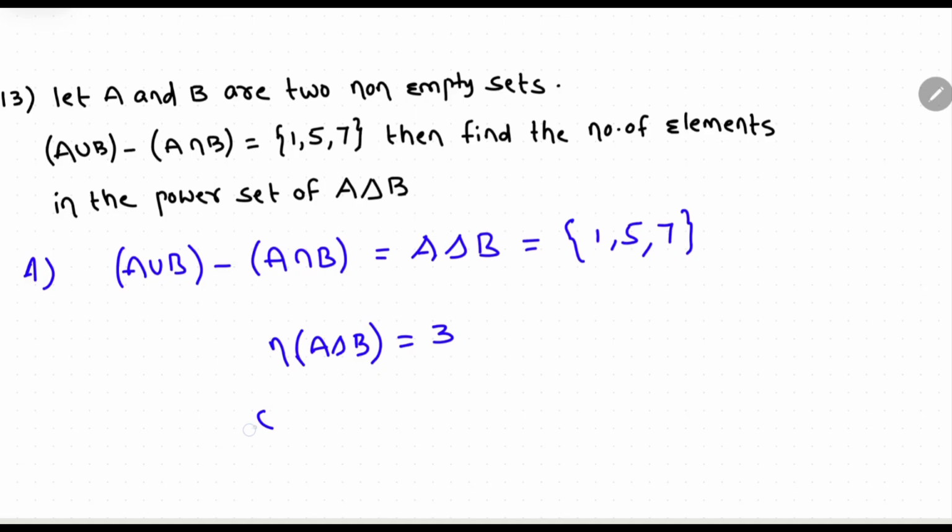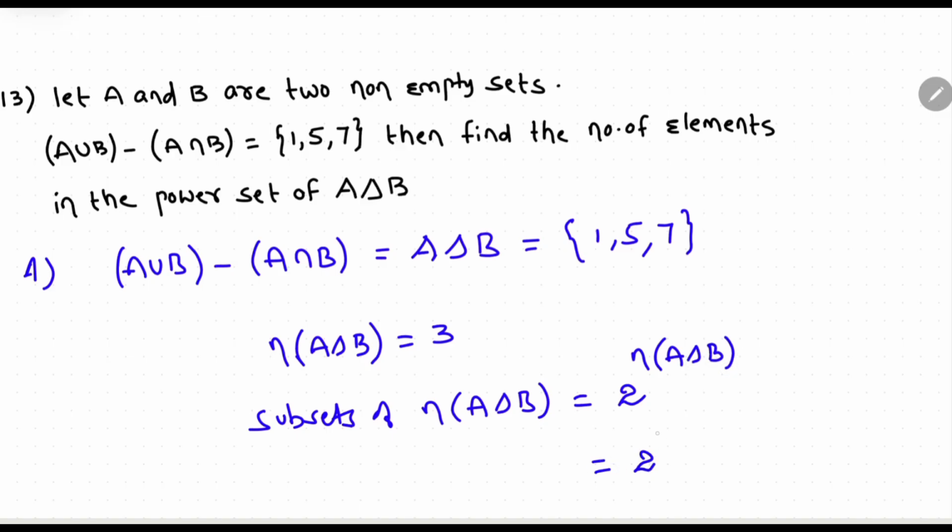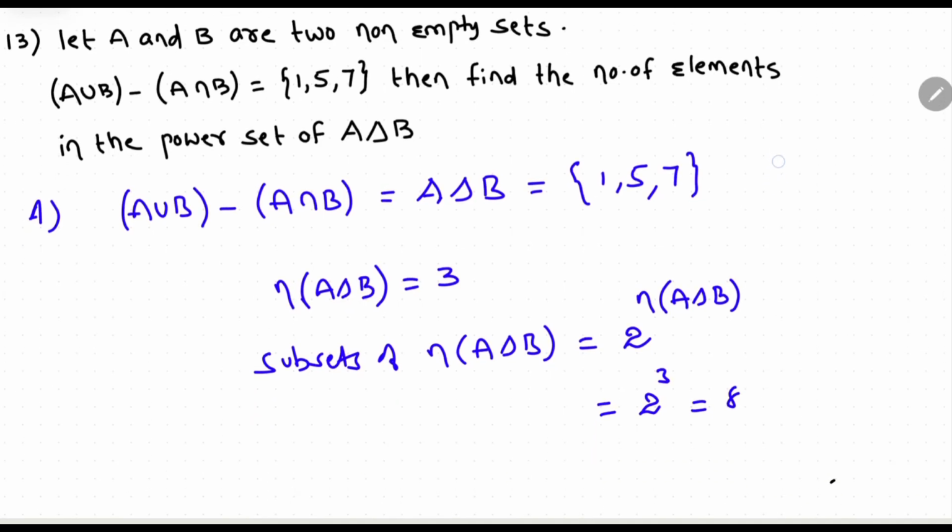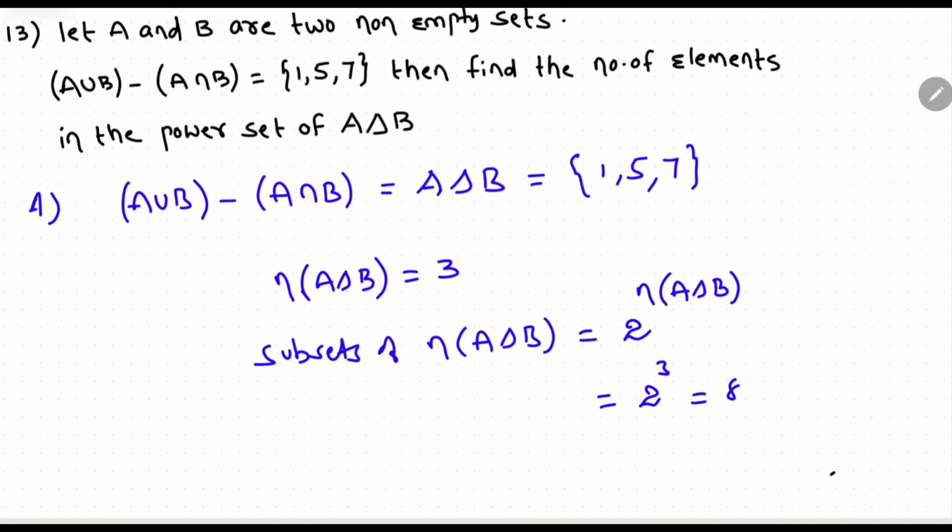So the number of elements in the power set of A delta B. How many subsets are there here? Subsets of A delta B equals 2 to the power n of A delta B. So 2 to the power 3, that is 8. So there are 8 subsets.